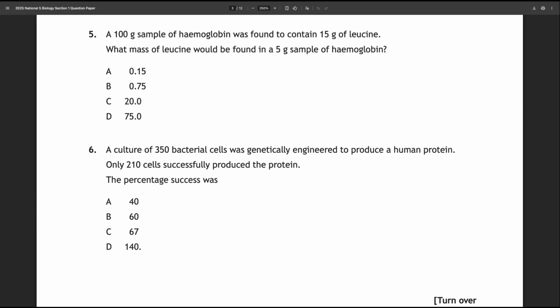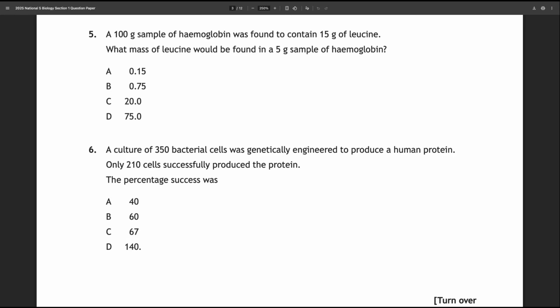Question 6. A culture of 350 bacterial cells was genetically engineered to produce a human protein. Only 210 cells successfully produced the protein. The percentage success was... So it's telling us there's a total of 350 bacterial cells, but only 210 were successful.